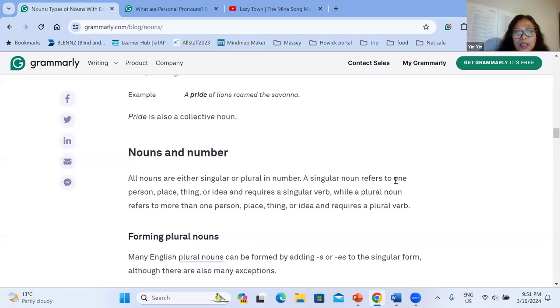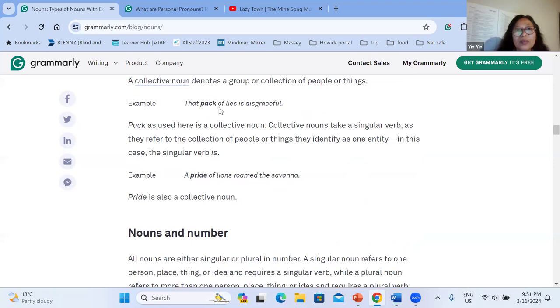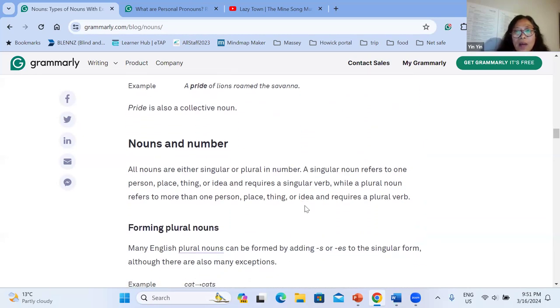A singular noun refers to one person, a place, a thing, or idea, and requires a singular verb. So a pack of lies, that's singular, right? It takes a singular verb like that. While a plural noun refers to more than one person, place, thing, or idea, and requires a plural verb. So a plural noun takes a plural verb.